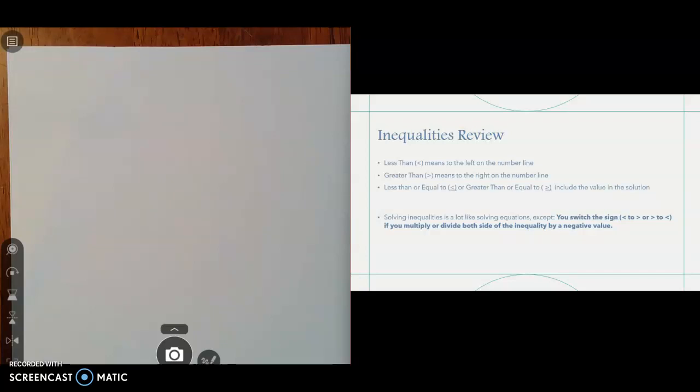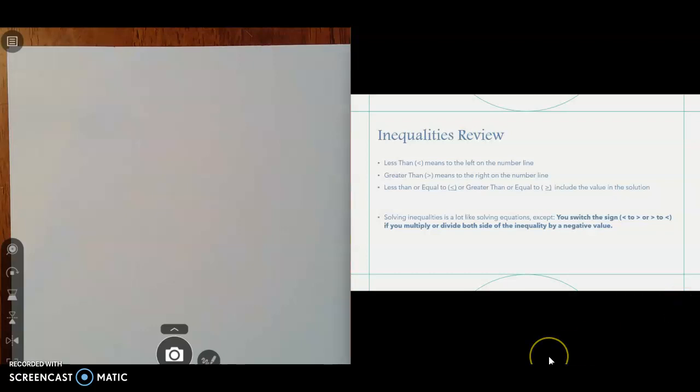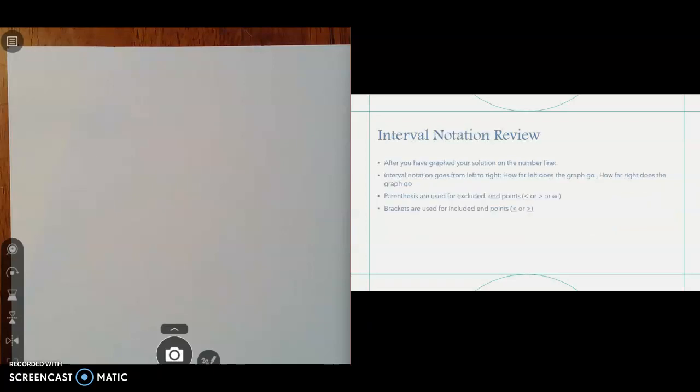In general, when you're solving inequalities, it's a lot like solving equations. You can add to both sides, subtract from both sides, multiply both sides by the same thing, or divide both sides by the same thing. The only difference with inequalities is that you will switch the sign, going from less than to greater than, or greater than to less than, if you multiply or divide both sides of the inequality by a negative value.